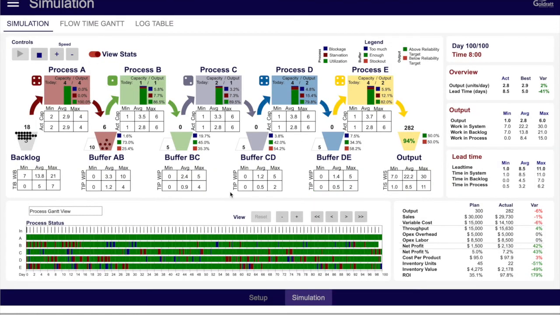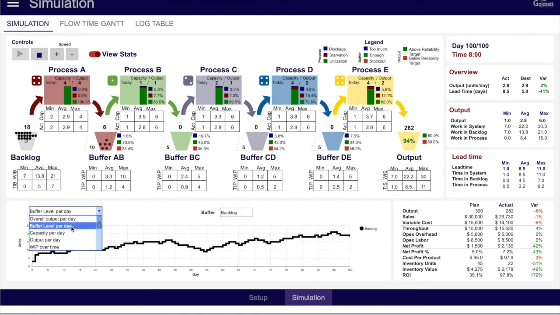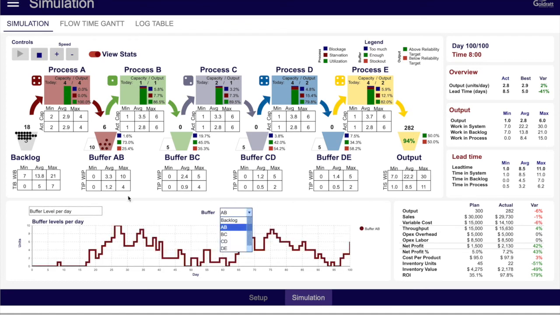And you can view stats here where we show all the stats of the number of units, the work inside of the system, which is made up of the work in the backlog plus the work inside of all the buffers. You can also monitor your time in the system and backlog. You can also view various graphs here. So you can look at the buffer as it changes over time. This is the backlog. This is the buffer between A and B. And with these statistics you can see whether we will benefit by increasing the buffer, or maybe adding some initial stock there so that we're not starving this process.